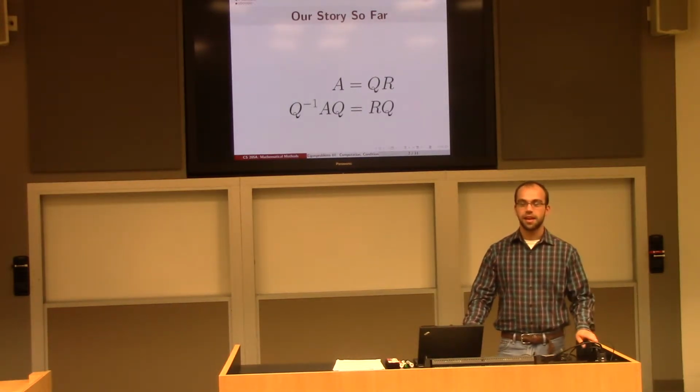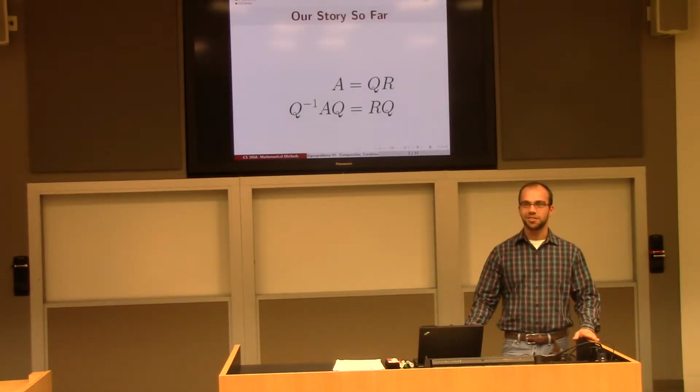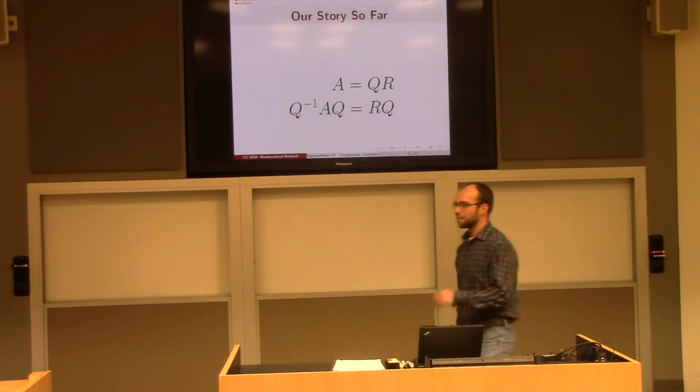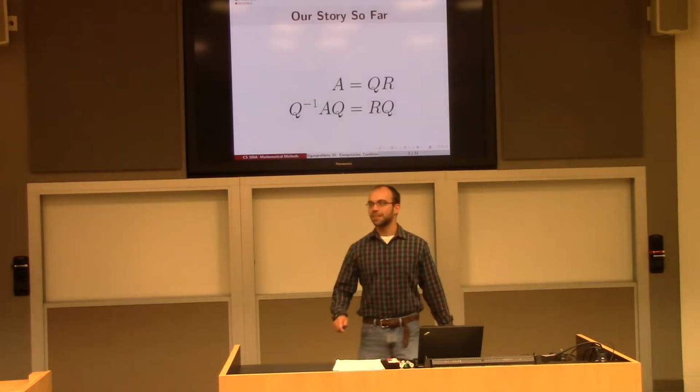Yes? Was A any matrix, or is there something special? For now, A will be symmetric. It turns out that you don't need that, but for our proof today, we're going to need it. And that's part of what I was missing last lecture.